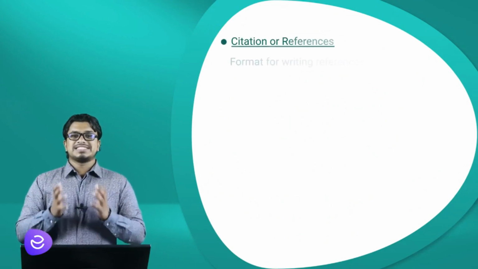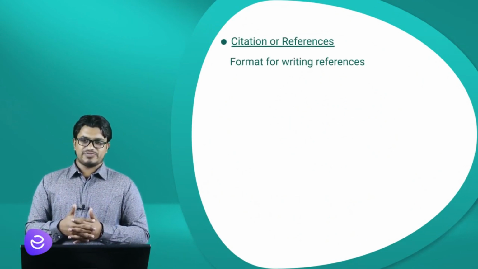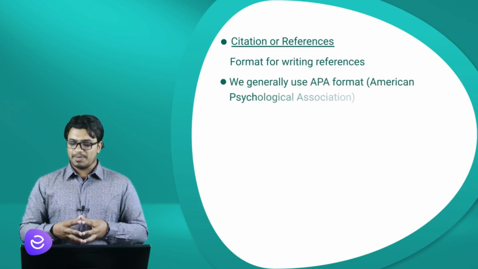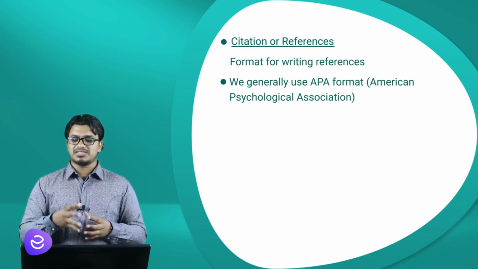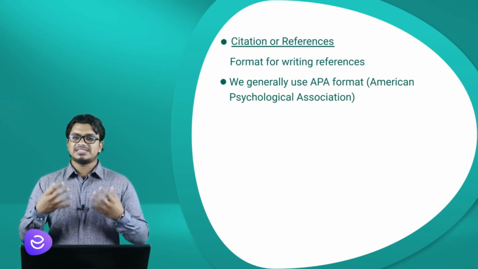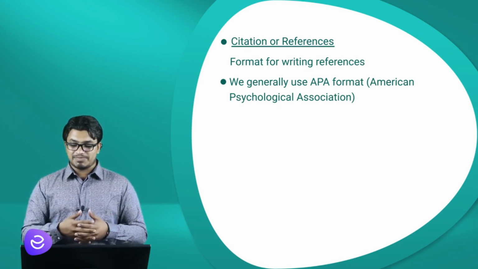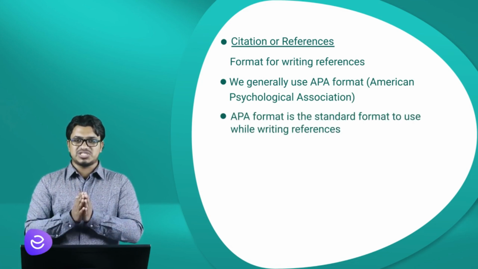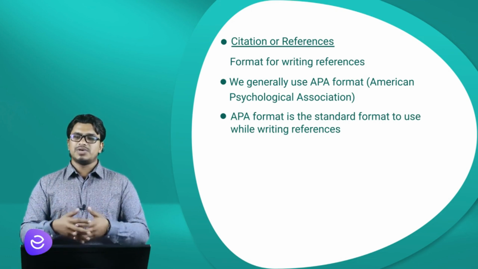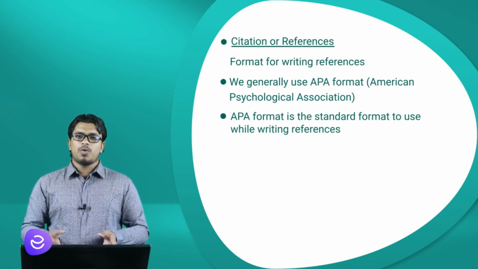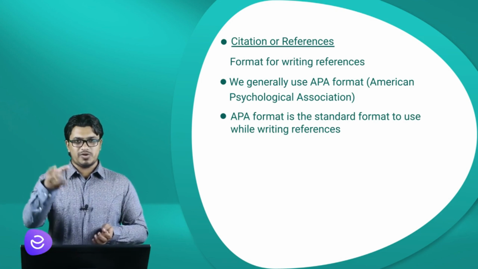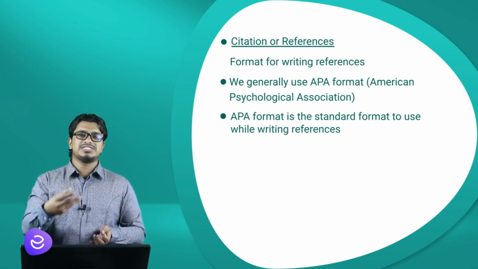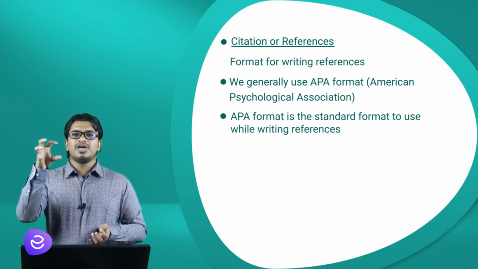The next one is the citation or reference style. We use a reference style or citation style known as APA. It stands for American Psychological Association, the scientific organization that assembles the publishing manuals of the APA format. They have given us a very standard format to use while giving the bibliography, the citations, the references, the sources from which we have taken our notes.